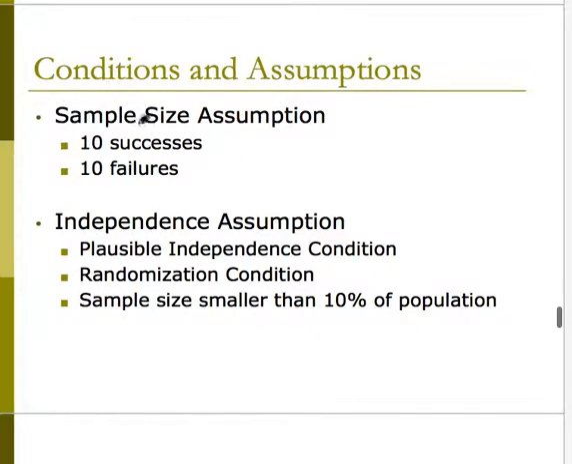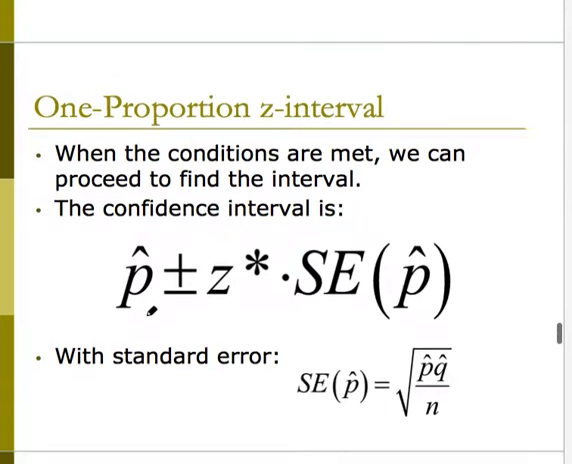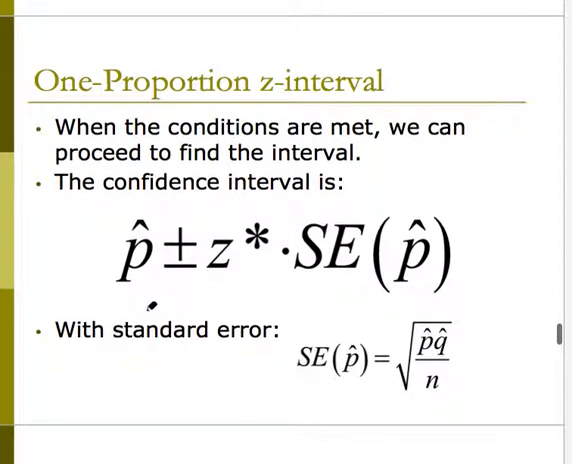You will have to check the sample size assumption, and you will have to go through the independence to show that we can actually use these models. Here are some formulas for you. When those conditions are met, we proceed to finding the interval. So we have p hat plus or minus the critical value, this Z with the asterisk, times the standard error of p hat. The standard error of p hat is really finding that standard deviation, which is now called the standard error.